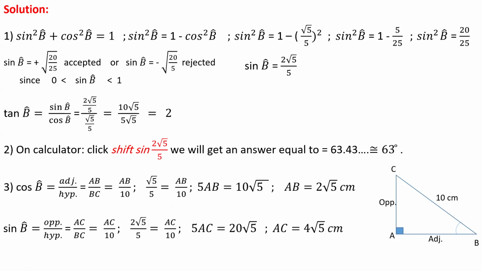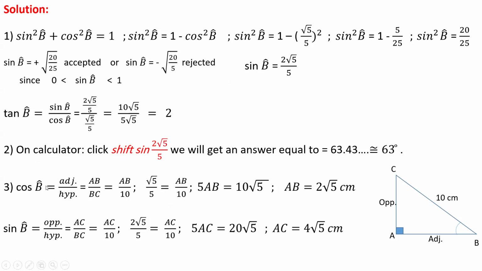Now to find the angle, we use our calculator. We click shift sine of 2 radical 5 over 5, then it's equal to 63.43 if we approximate it, so the angle is equal to 63 degrees.